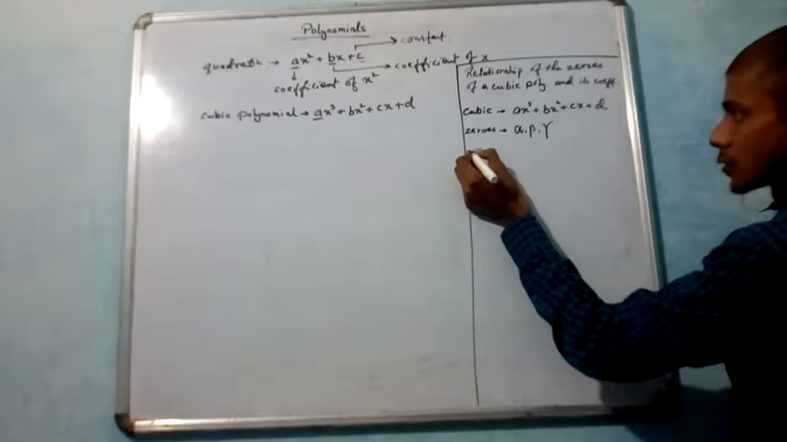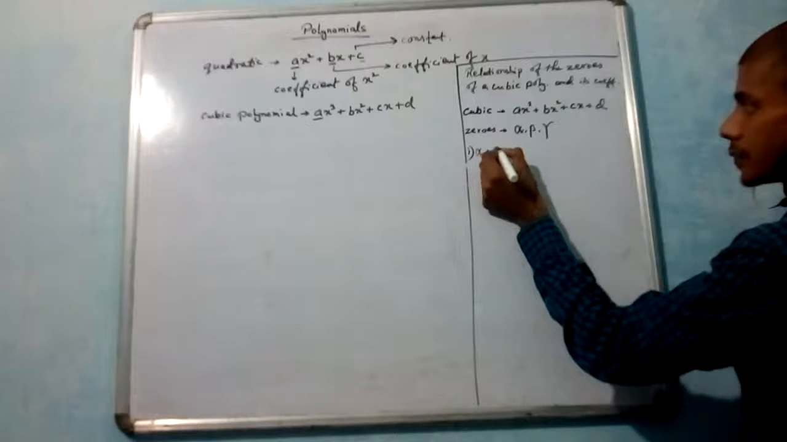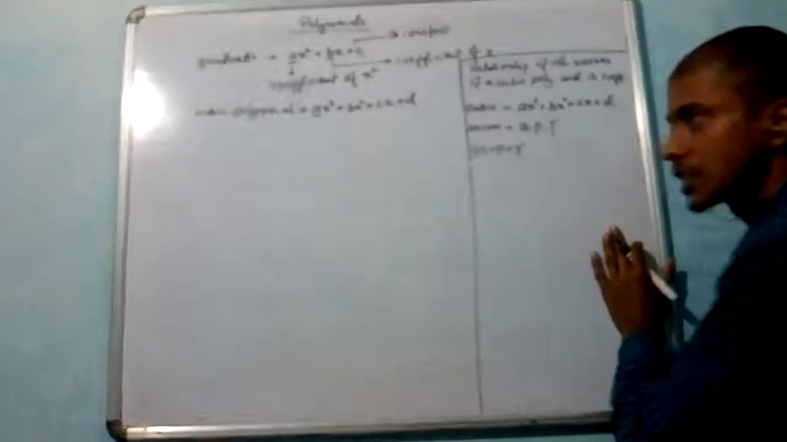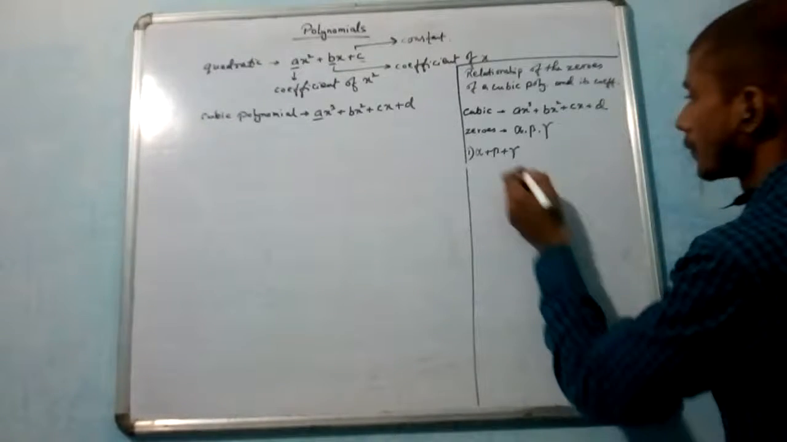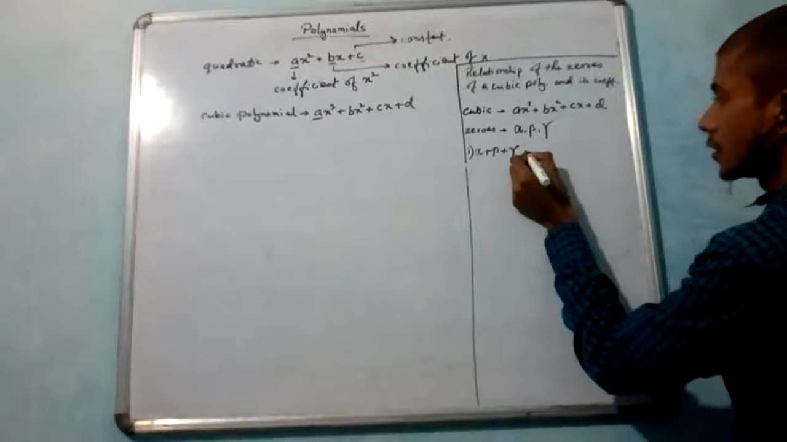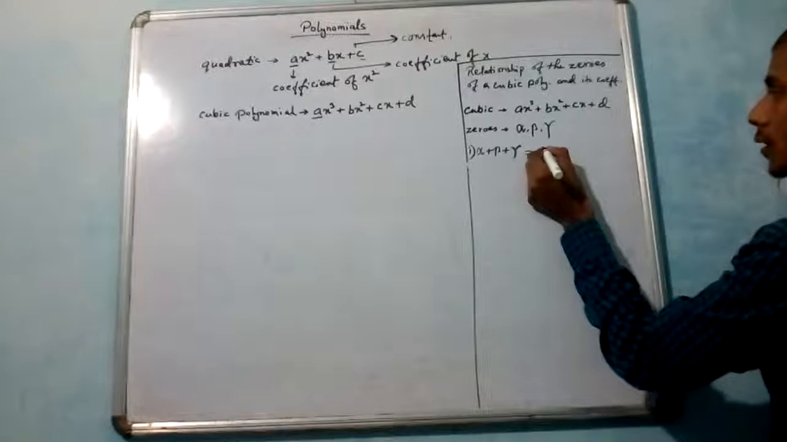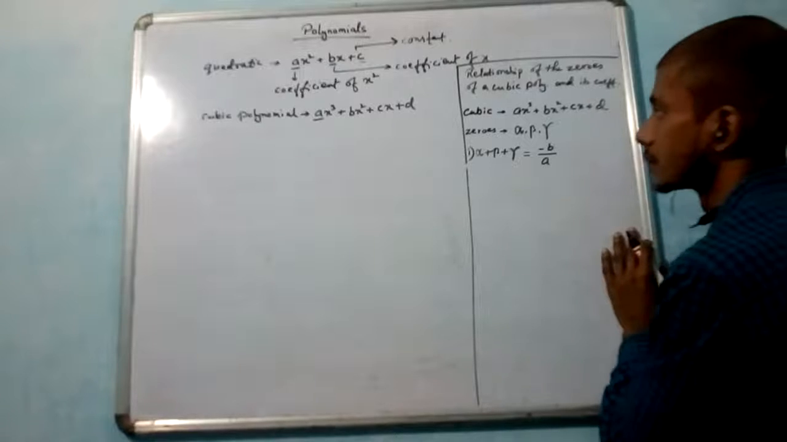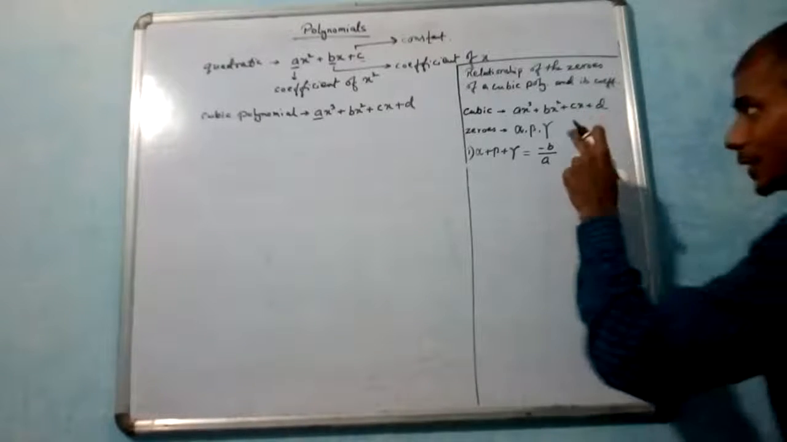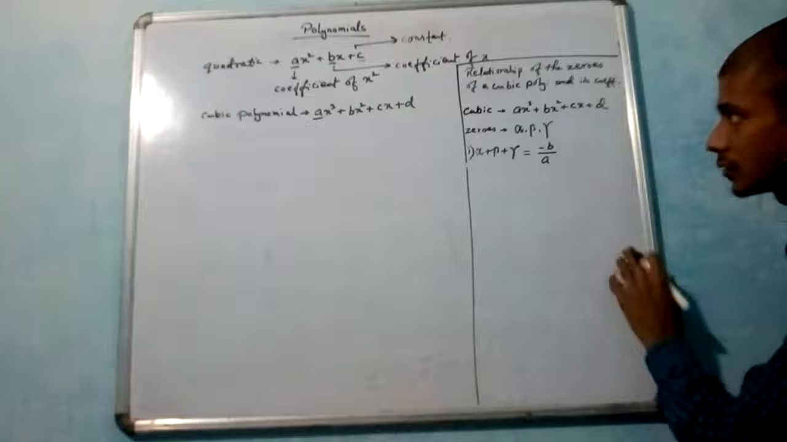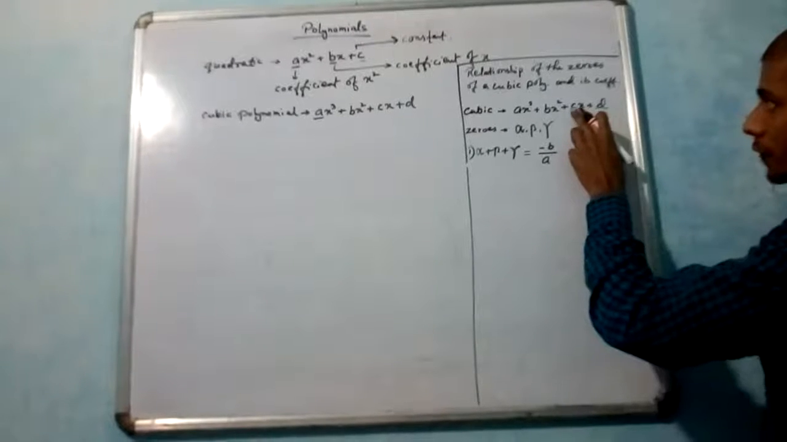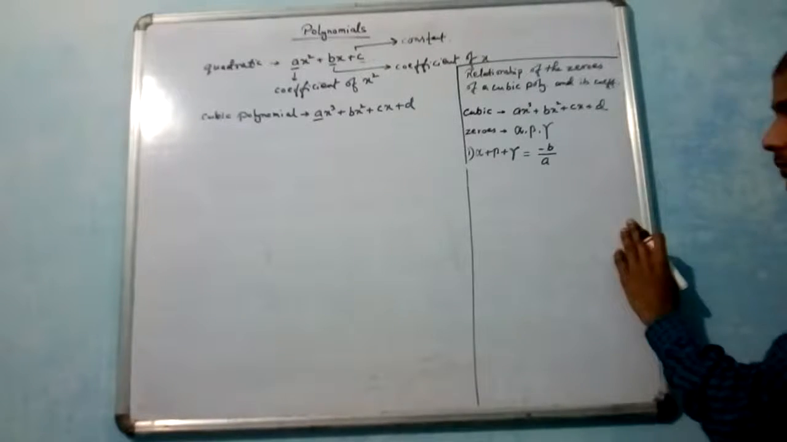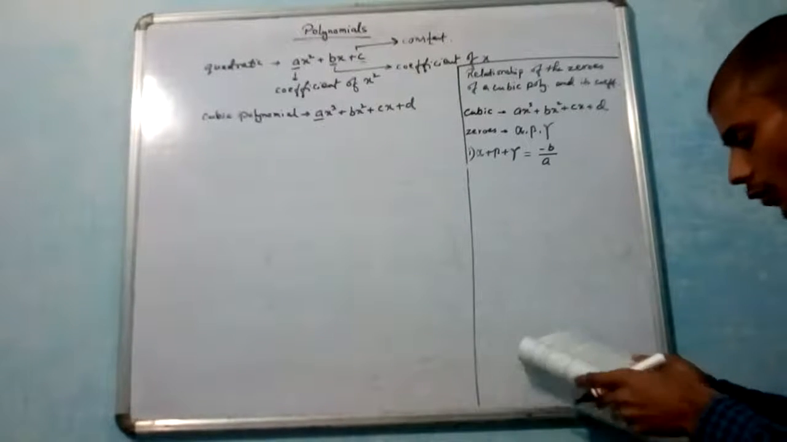So the first one, alpha plus beta plus gamma. Earlier we had alpha plus beta, isn't it? So alpha plus beta plus gamma is equal to minus b by a again. But don't think that this b and that b are the same. That time b was the coefficient of x. Right now b is the coefficient of x square.